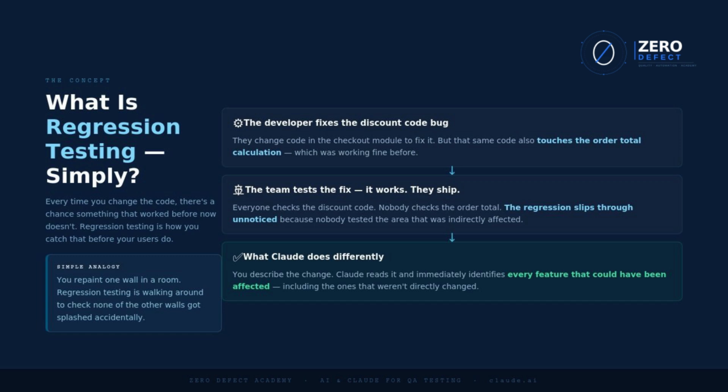Let me show you exactly how a regression happens, because understanding this makes the rest of the video make much more sense. A developer gets a bug ticket. The discount code calculation is wrong. They fix it. The fix is in the checkout module.